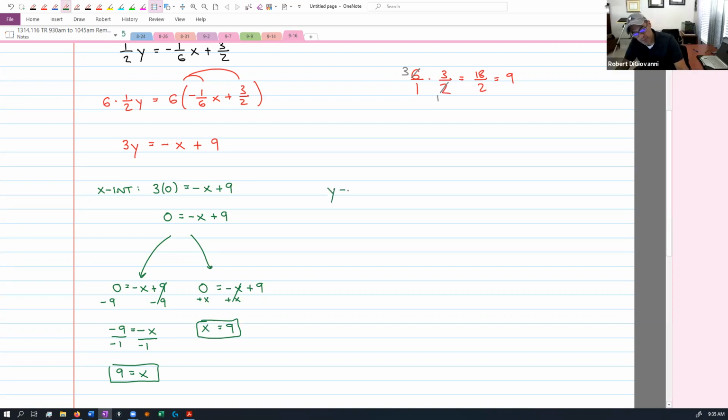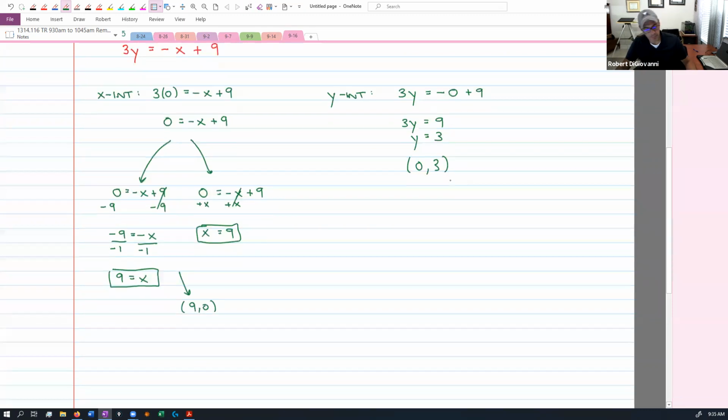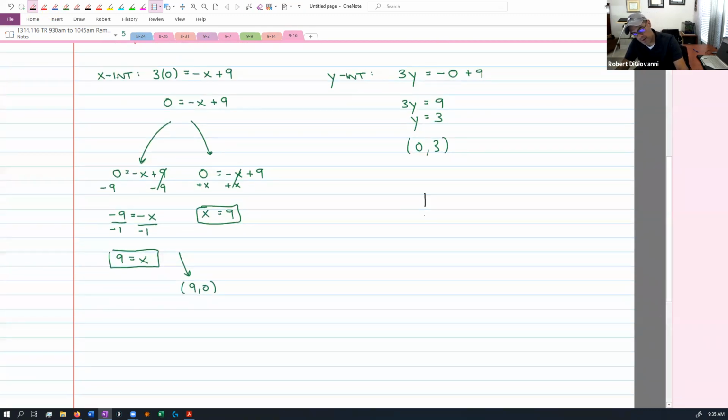Now to get the y-intercept, I'll just finish the problem out. To get the y-intercept, we set x equal to 0 in the equation. And of course, the -0 is just 0. So we just get 3y equals 9. And then divide both sides by 3. So we get 3. So the x-intercept, if we write it as a point, is the point 9, 0. And the y-intercept written as a point is the point 0, 3. And now we will go graph this.